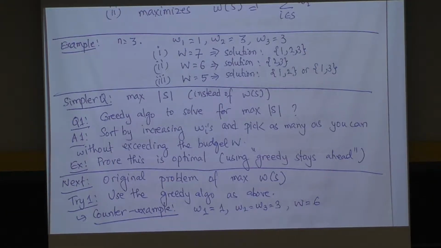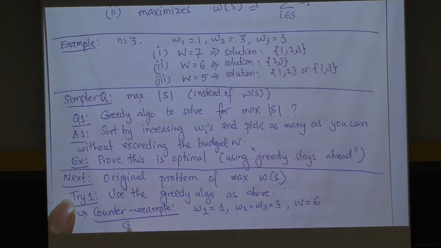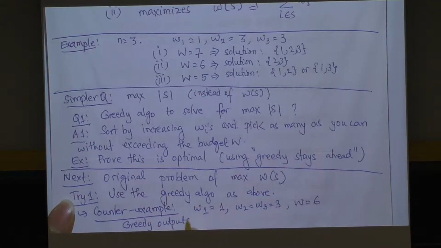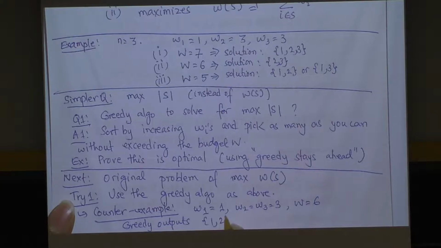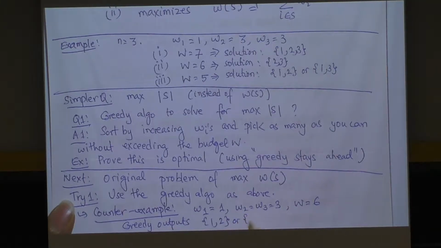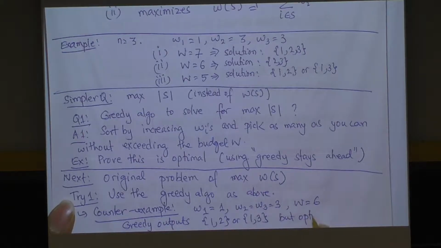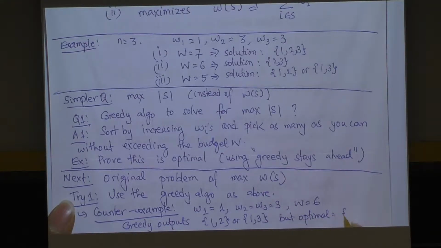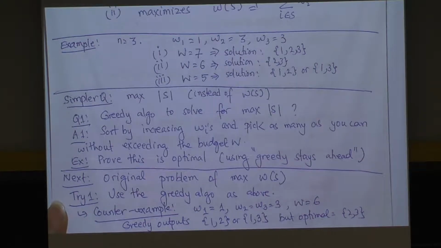So greedy will output 1 and 2 in this case, which is not optimal because we've seen the solution is 2 and 3. Okay? So greedy outputs 1 and 2, or 1 and 3, but optimal is 2 and 3.